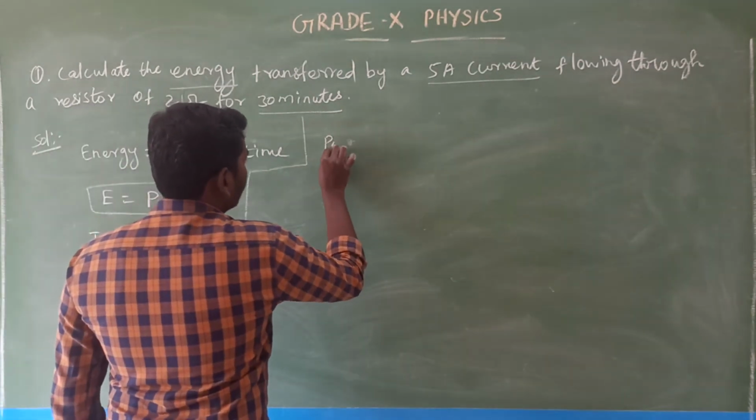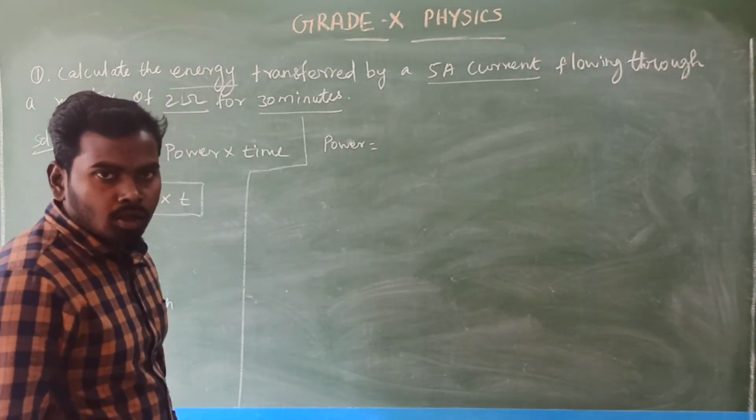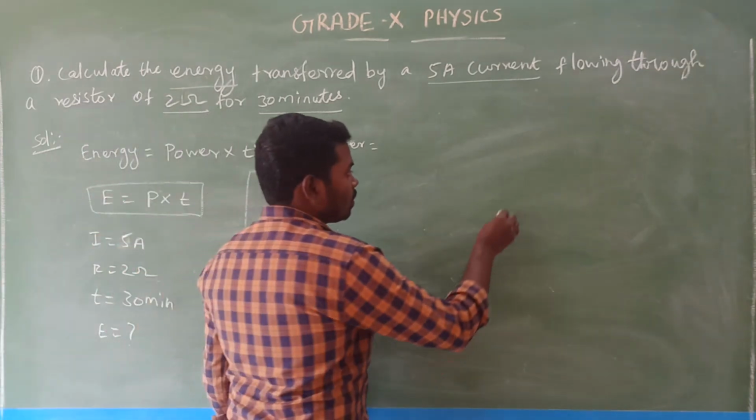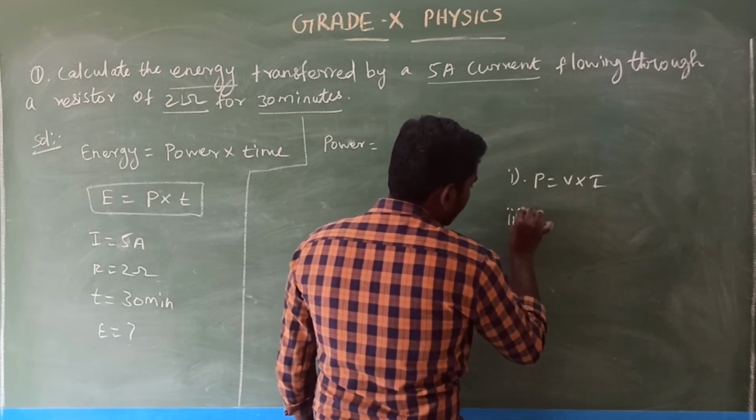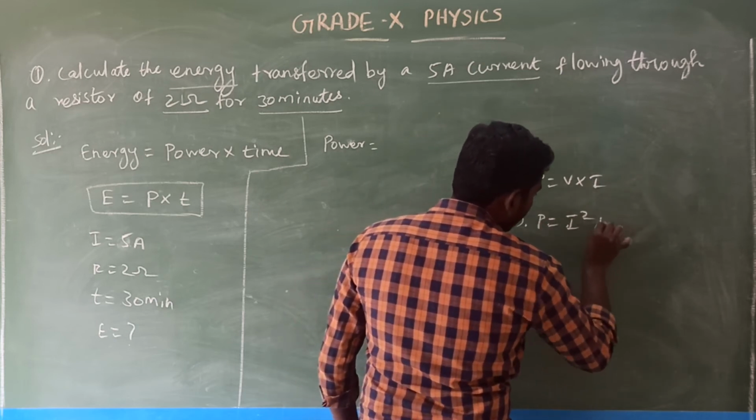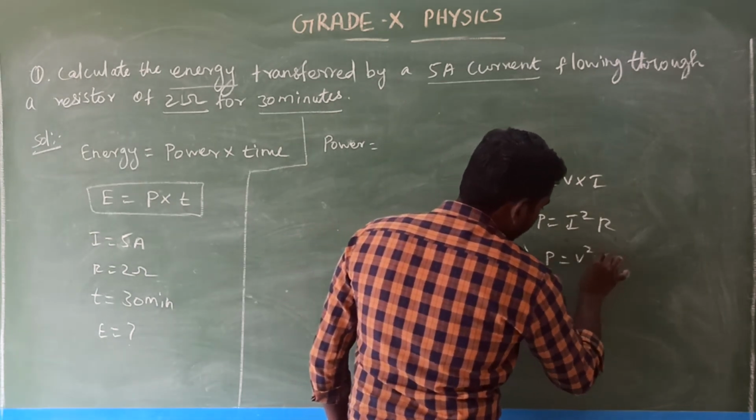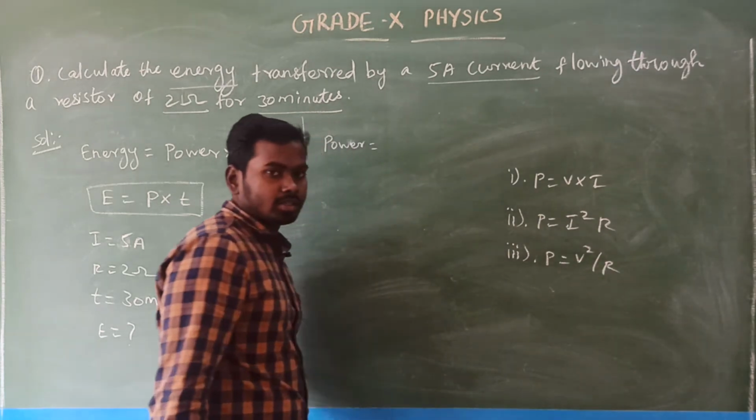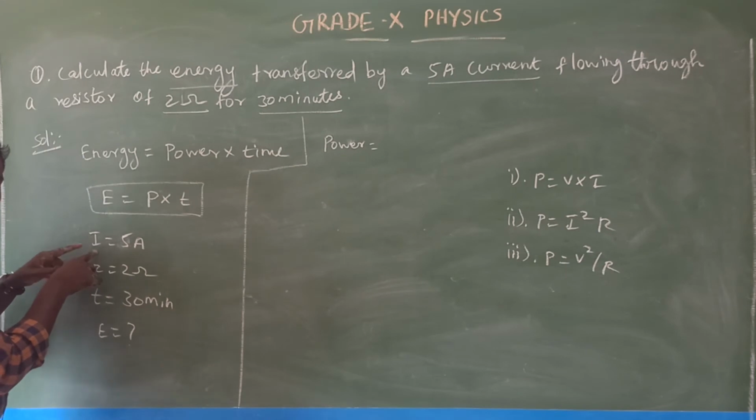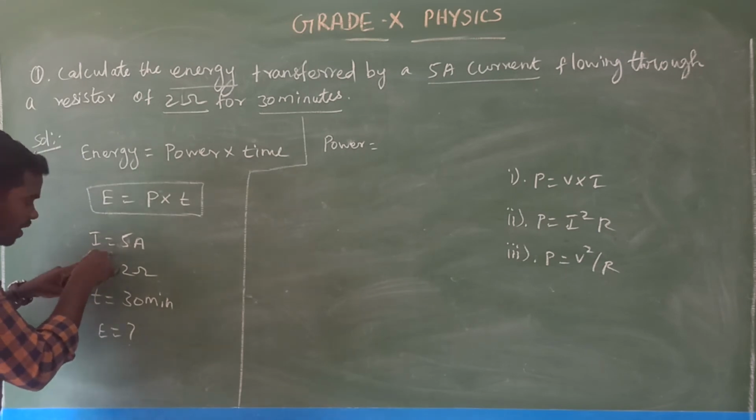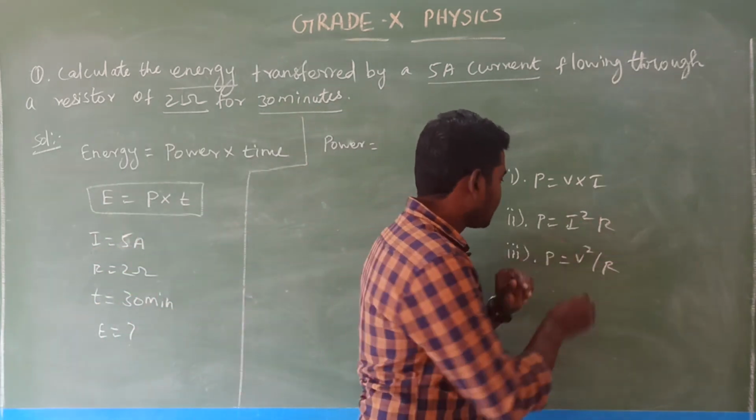So power is equal to what formula? To calculate power we have three formulas. First, P equals V into I, in terms of voltage and current. Second, P equals I squared R, in terms of current and resistance. Third, P equals V squared by R, in terms of voltage and resistance. Here we know the I value and R value. Which formula can we choose? Second formula, I and R.